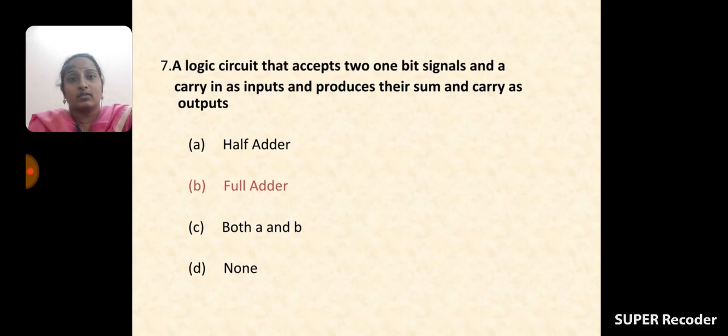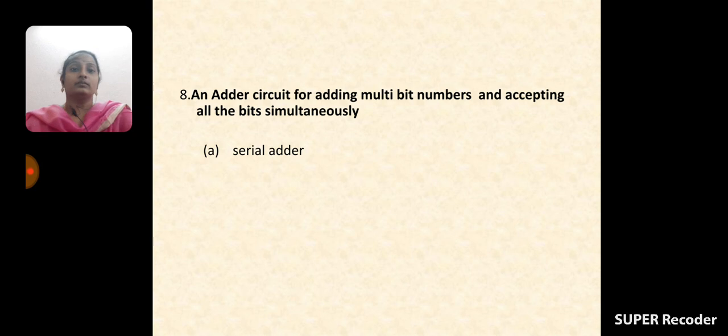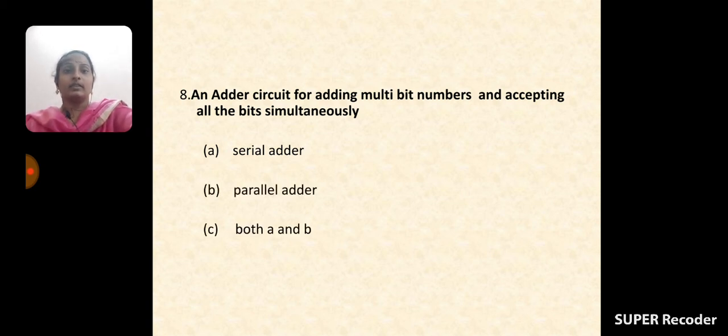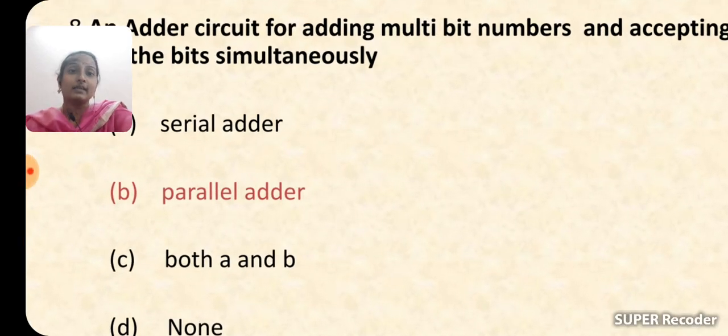Okay. So next question: an adder circuit for adding multi-bit numbers, not single-bit numbers, multi-bit numbers, and accepting all the bits simultaneously. Which one? Parallel or serial? Parallel adder. Simultaneously means at the same time. All the bits will be added at the same time.